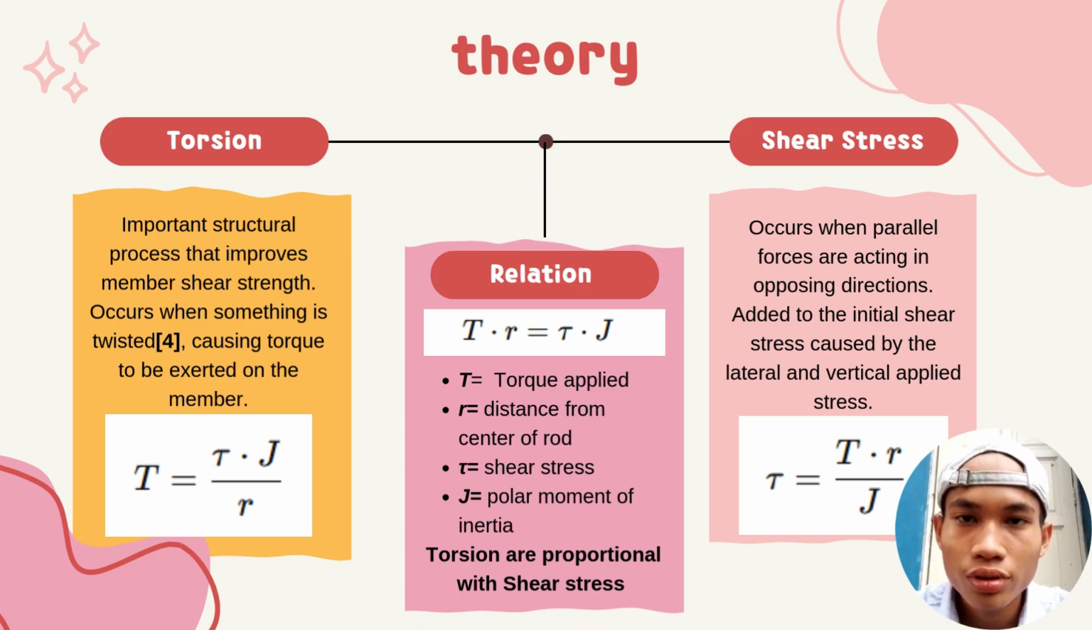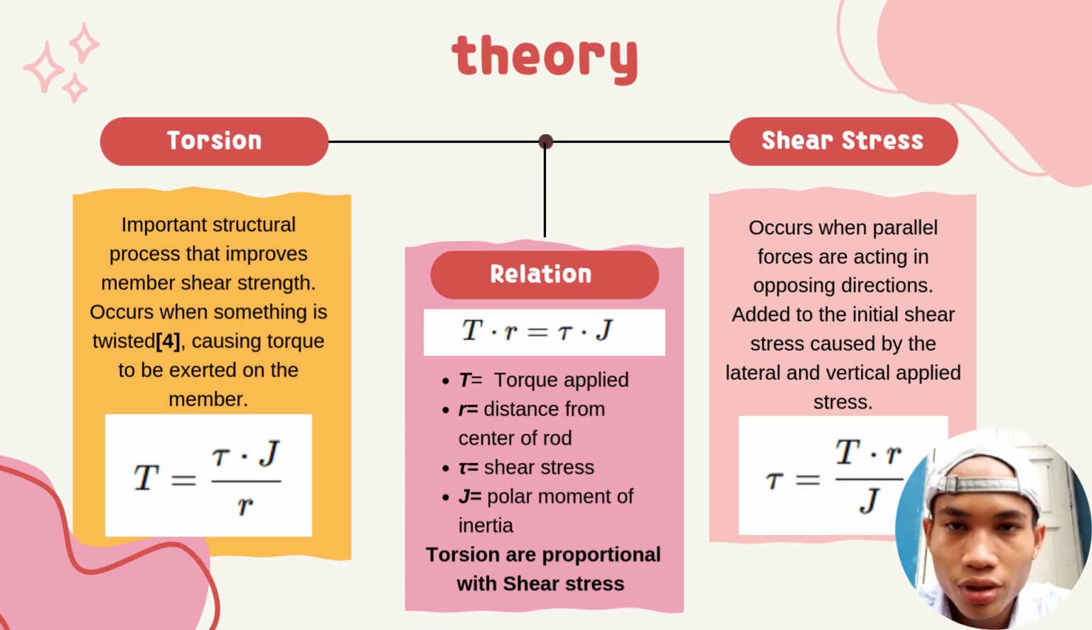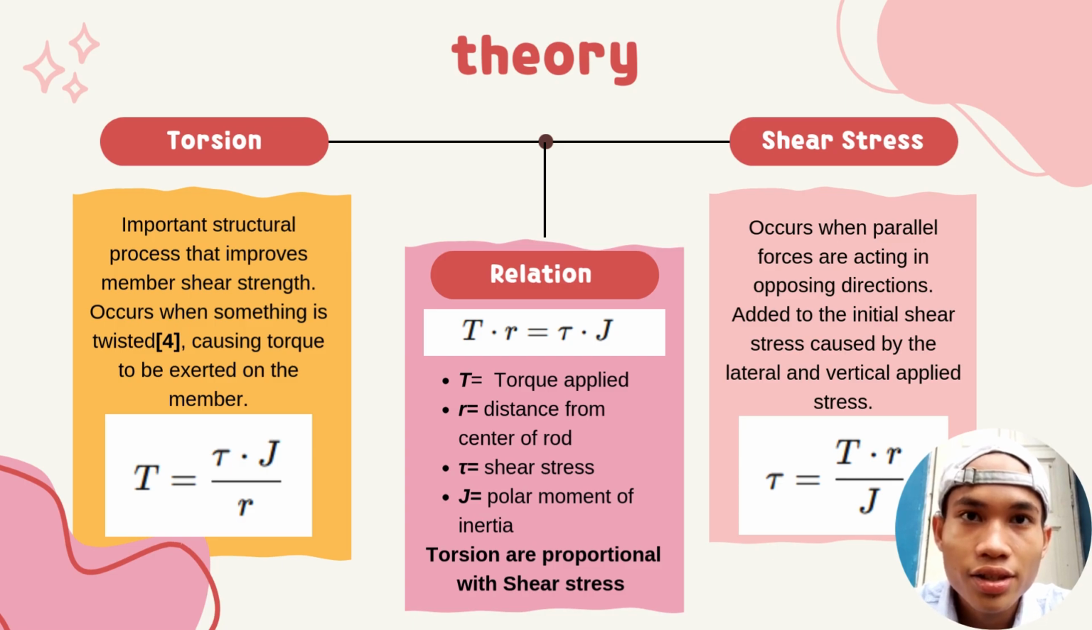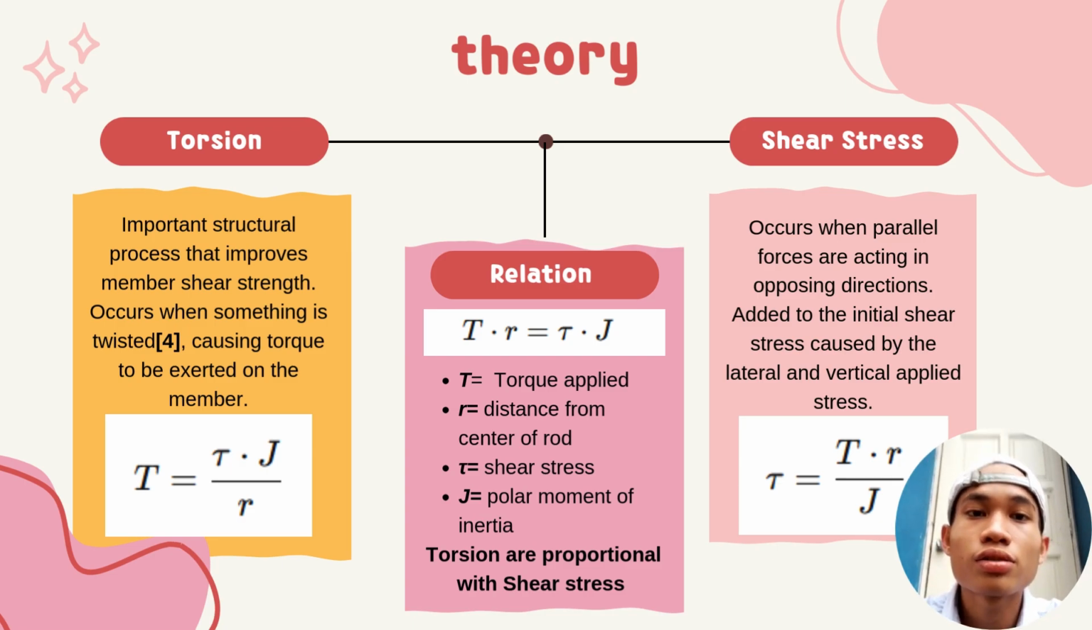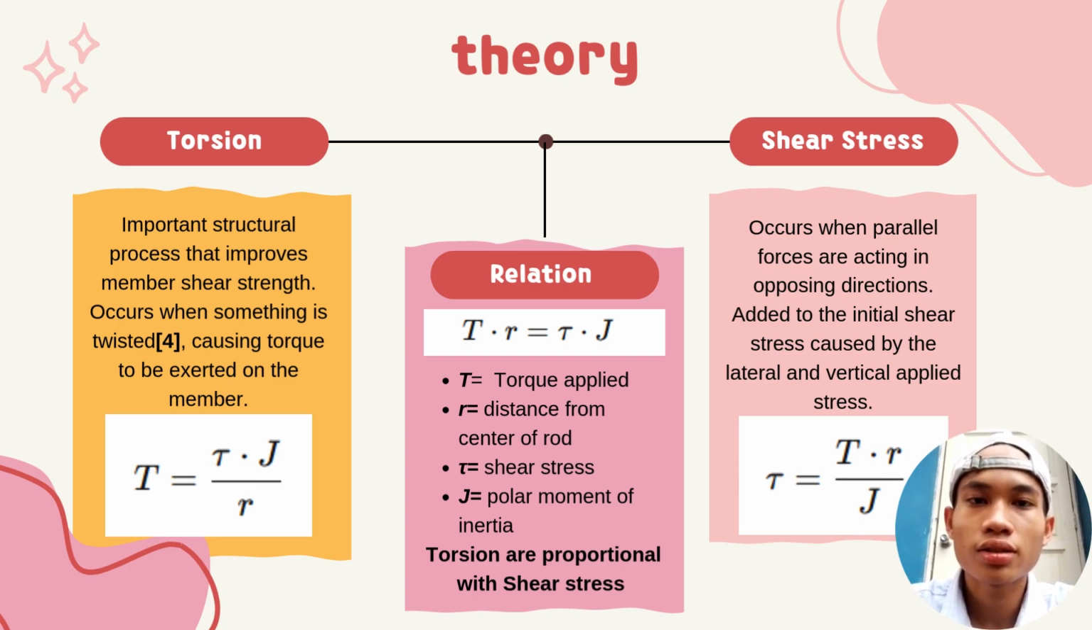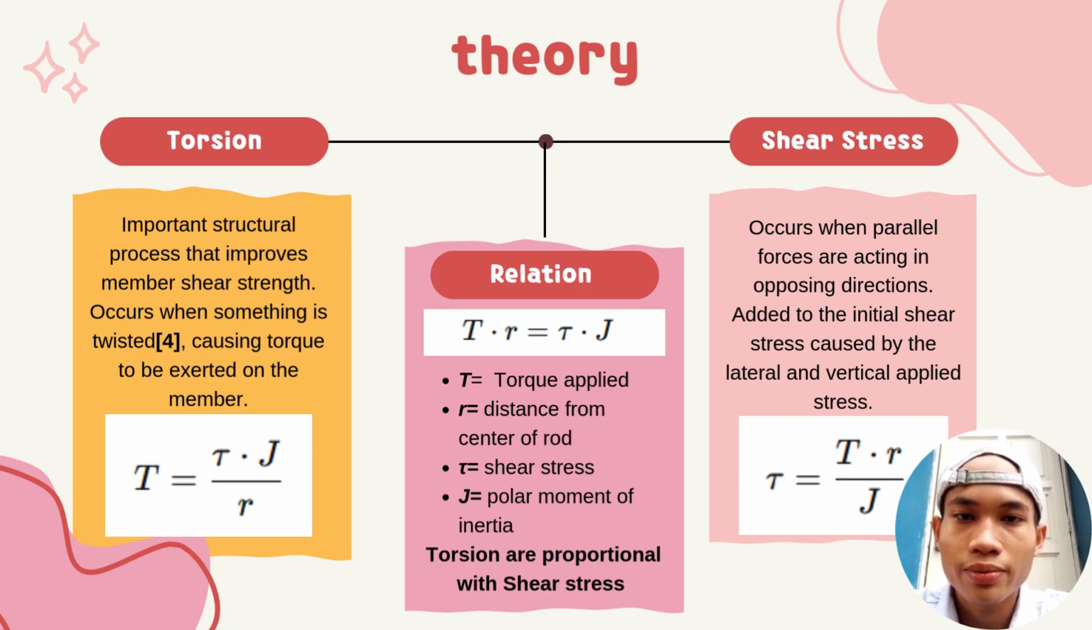There are a few theories that are used for this experiment. First, torsion. Torsion is an important structural process that improves member shear strength. It occurs when something is twisted, causing torque to be exerted on the member. Next, shear stress. It occurs when parallel forces are acting in opposing directions, added to the initial shear stress caused by the lateral and vertical applied stress.